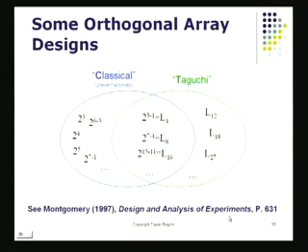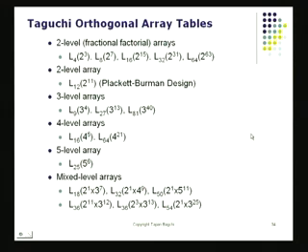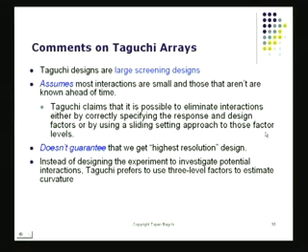The Design and Analysis of Experiments book by Douglas Montgomery, 1997 edition. If you look at page 631, it will show you this representation there. And of course, there are a large number of other arrays which are also useful for running Taguchi experiments.